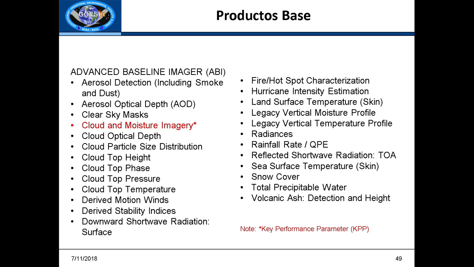Okay, back to processing here. For the GOES-R series, we have all these products that are the baseline products. The aerosol detection, aerosol optical depth, clear sky mask, cloud and moisture imagery is the mission critical one, and so on. Cloud top height, cloud top phase, cloud top pressure. Derived motion winds is an important product where you can actually get wind vectors derived from the basic radiance data.